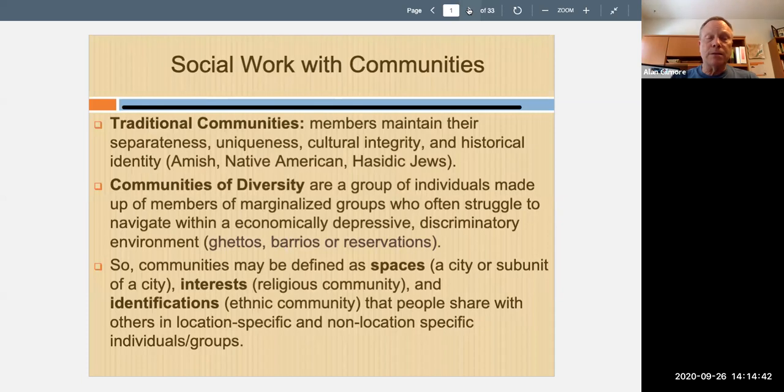So finally, just to make sure that we're clear on this, communities may be defined as spaces. So it could be a city or a subunit of a city, could be interests. So it could be a religious community, and it could be identification, an ethnic community that people share with others. In location specific, in other words, we all live in the same physical location, but you can also have a sense of community and not necessarily live in close proximity. So that would be non-location specific individuals and groups.